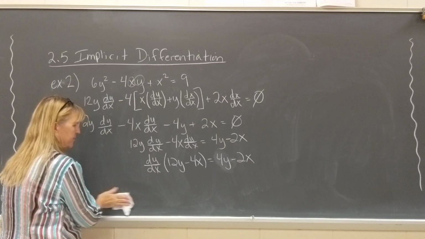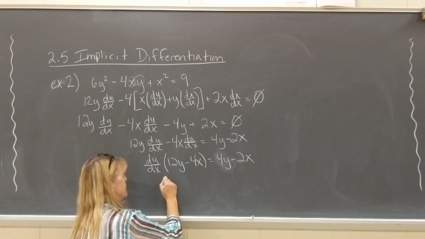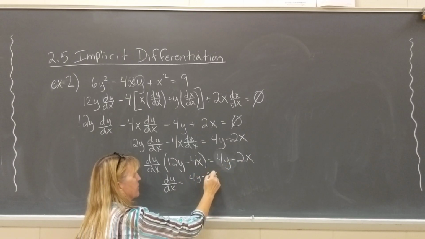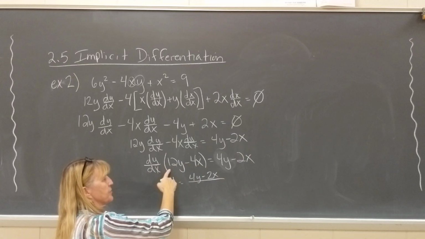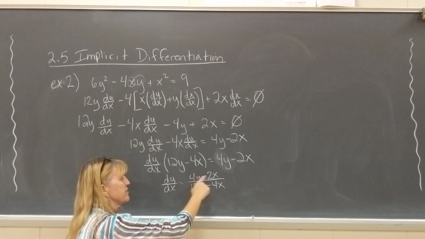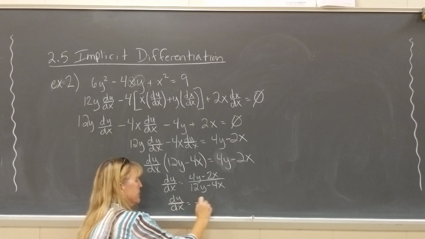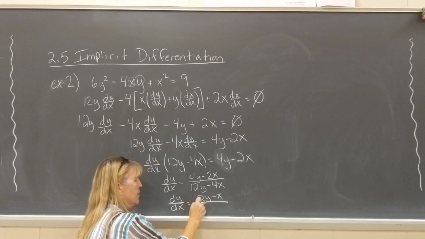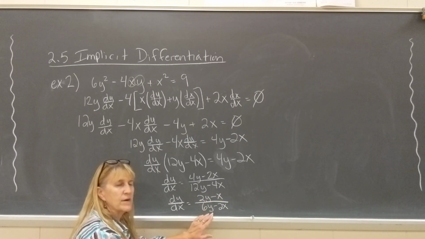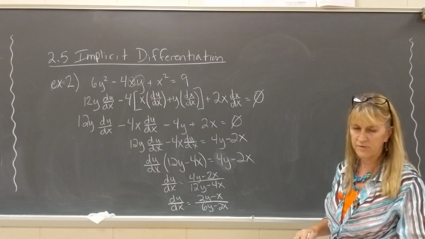I'm going to need a little bit of space here. I have two more things I want to write down. I have dy/dx is 4y minus 2x, all divided by whatever dy/dx was being multiplied by, 12y minus 4x. And now I'm going to simplify everything down by a 2, and I'm going to get dy/dx equals 2y minus x over 6y minus 2x. That is an equation that will yield the slope of the tangent line for any x,y coordinate point that happens to be on the original function.